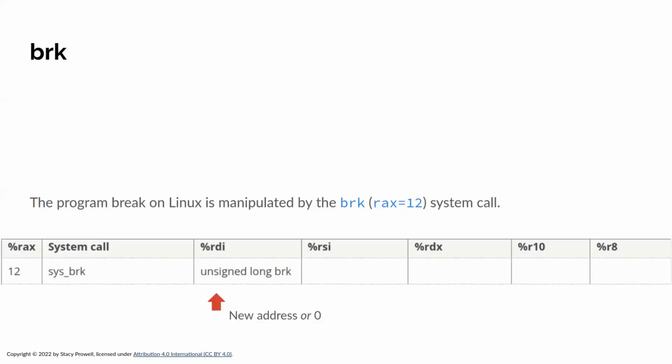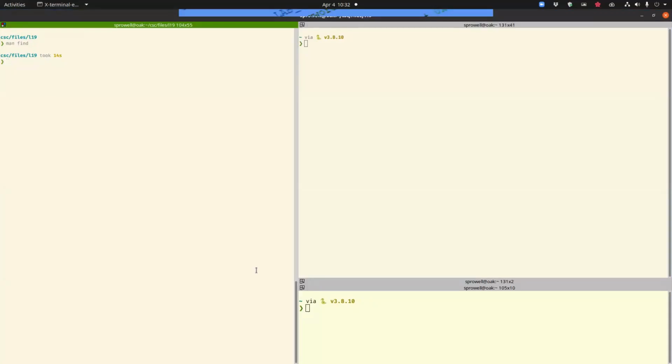In fact, I should take that back. We'll talk about break right now, apparently. My slides have surprised me. So the program break gets manipulated, like I said, by this system call. You give it a new address in RDI, or you give it a 0. Nothing too sophisticated here, right? I put 12 in RAX, I put 0 or my new address in RDI, and I do a syscall, and that's it. What does that do? Let's go see. So we'll come back over here.